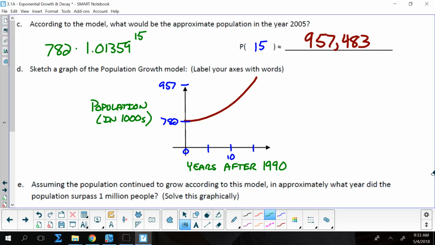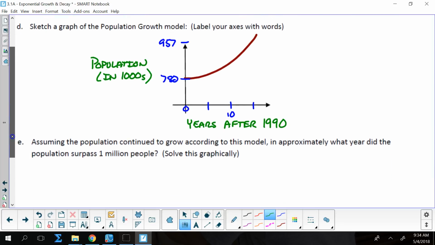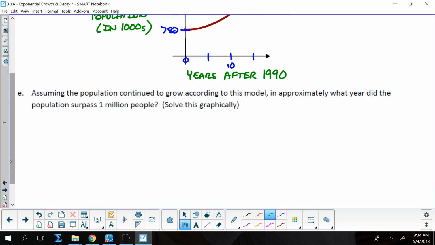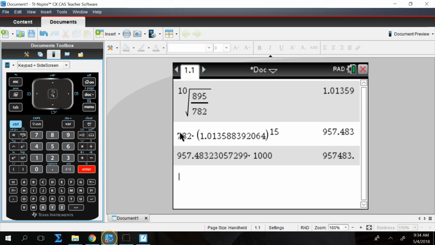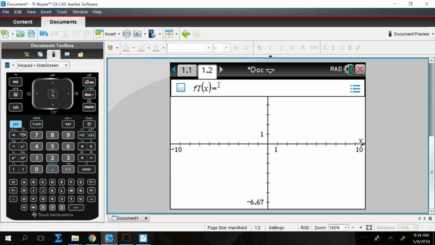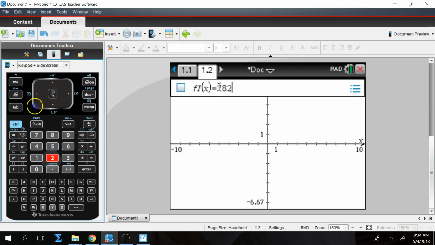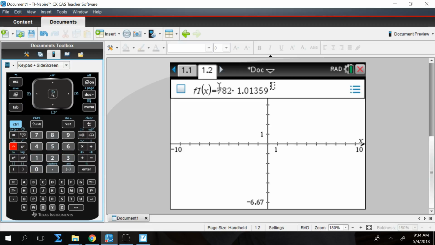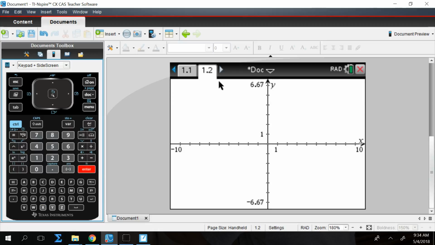Assuming the population continued to grow according to this model, in approximately what year did the population surpass 1 million people? And it says solve graphically. So let's go graphically. Whoops, that's not graphically. That's graphically. I'm going to start a new page. My page is going to be a graph. My function is going to be 782 times 1.01359 raised to the x power. And that's going to give me that.